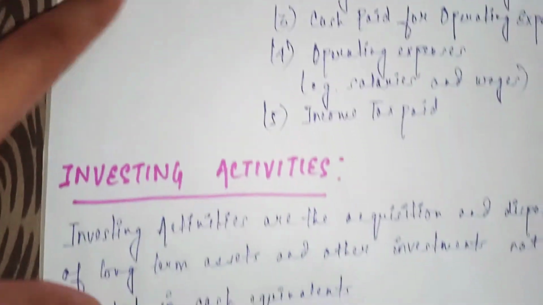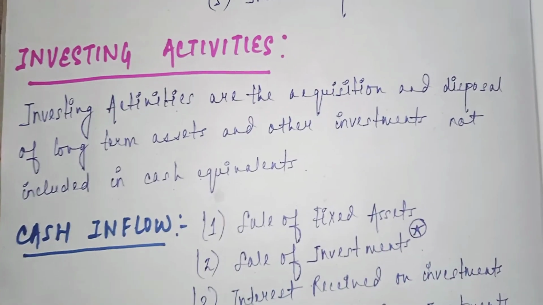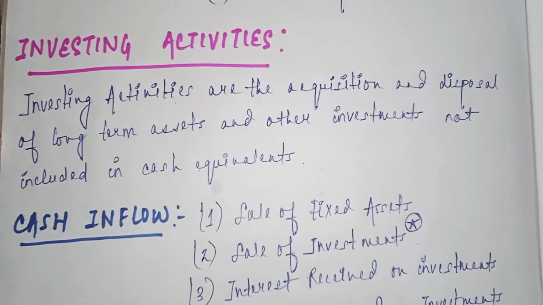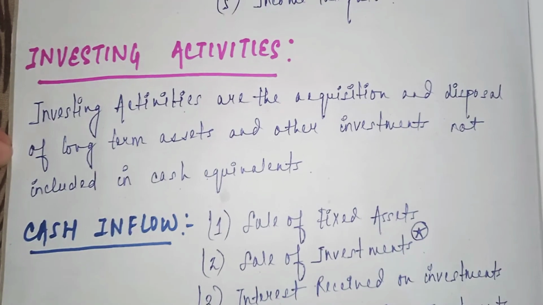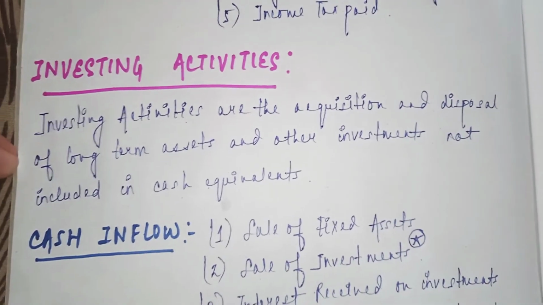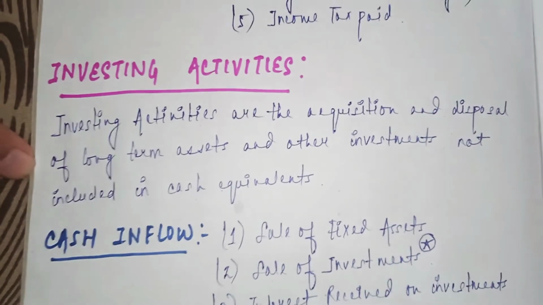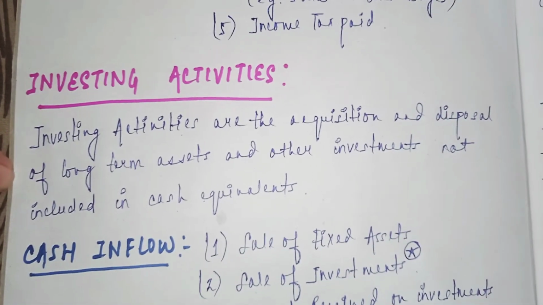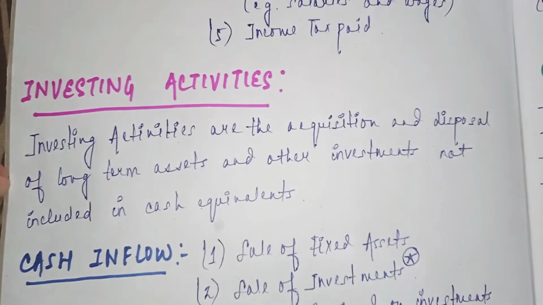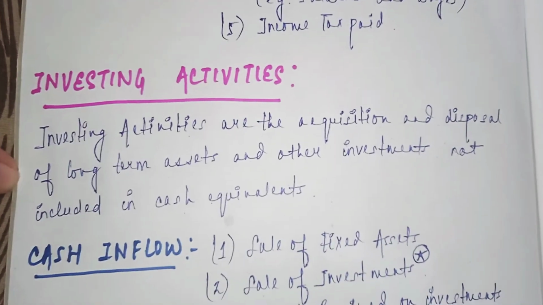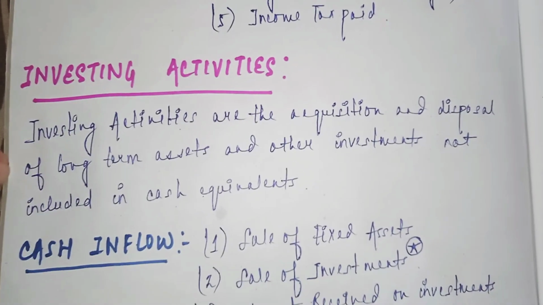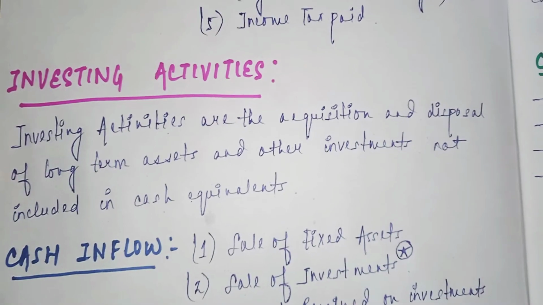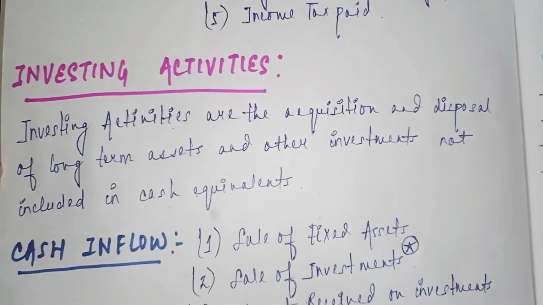Now we will go to our investing activities. What are the investing activities? Investing activities are the acquisition and disposal of long-term assets and other investments not included in cash equivalents. Now let me make you understand what the investing activities are. Investing activity is when you have purchased or sold any fixed asset or any investment, anything that you have purchased or sold, or any interest or dividend you have received. Now any investments that you have made in the investing activities do not involve the cash equivalents.